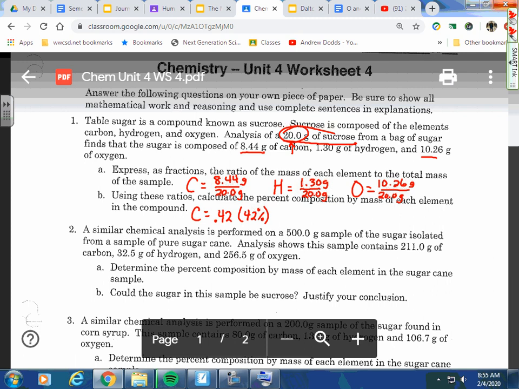All right, do the same thing for hydrogen. I'm going to take 1.30 and divide by 20, and I'm going to get 0.065. So again, multiply that by 100%, move the decimal 2 to the right, so it's 6.5% hydrogen. And then oxygen, 10.26 divided by 20 comes out to be 0.513. Move the decimal 2 to the right, and I get 51.3%.